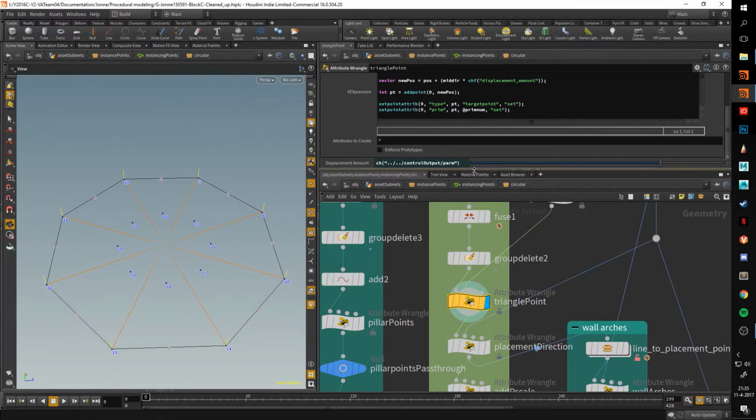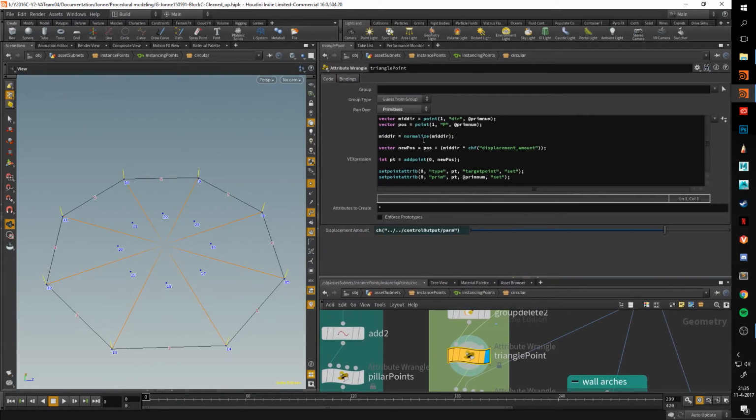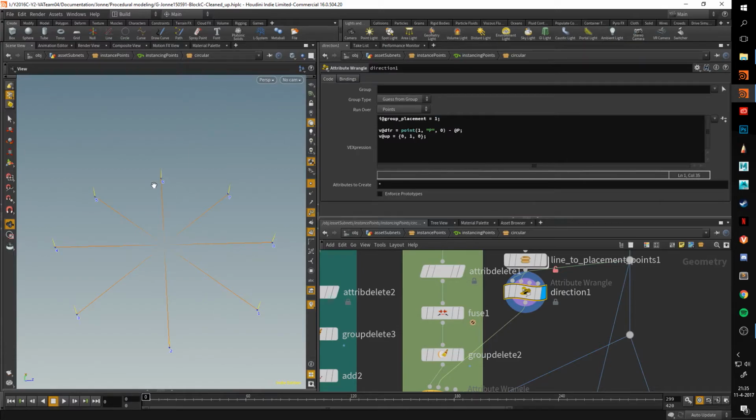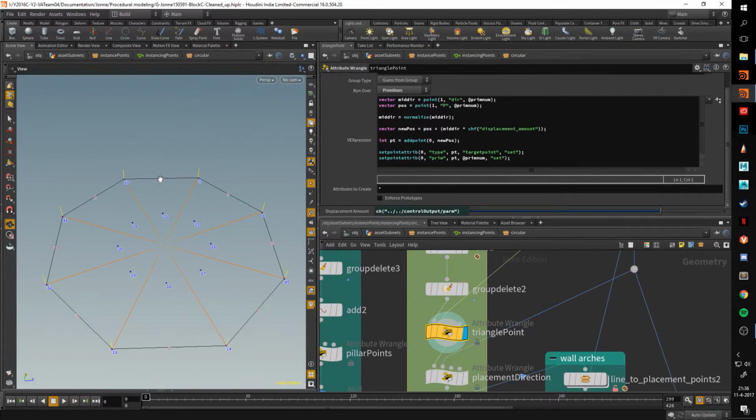So what I did here is I looped over primitives and I picked the position or the direction from those points you saw earlier. Because the primitive numbers match up with these points, I was able to say, okay, take the primitive number and find the direction vector on that primitive number, and then place a point along that. So here I can determine how far away the point is.